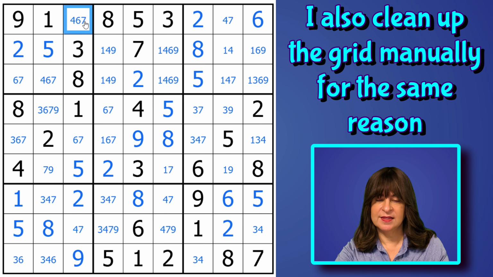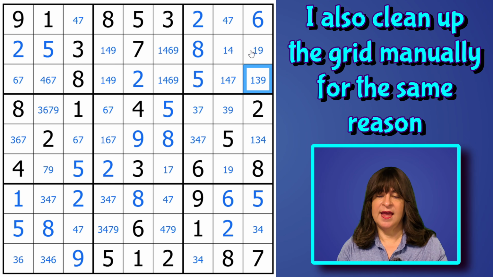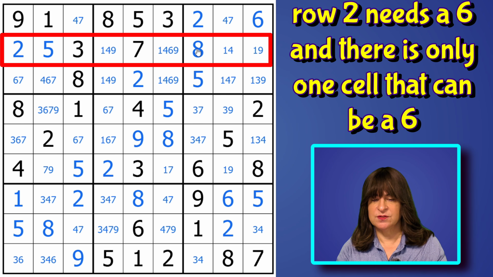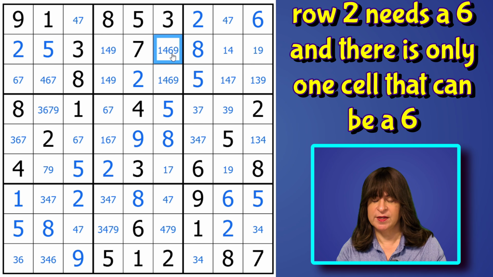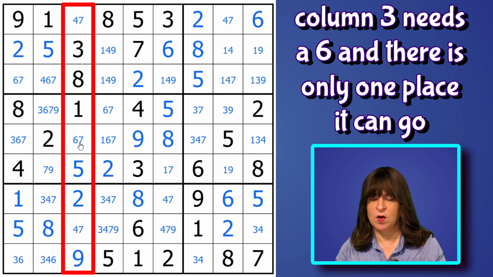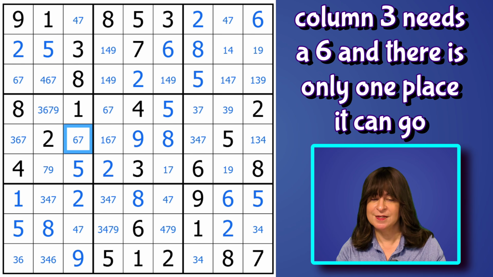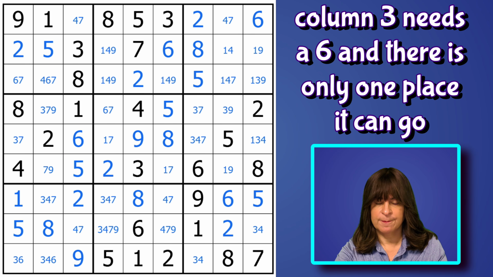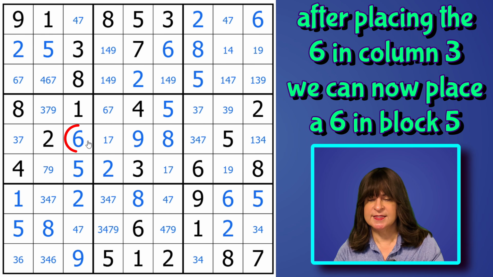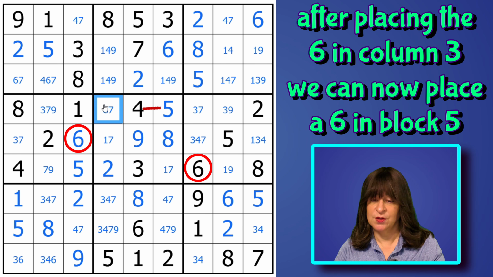Okay, let me go ahead and clean up the grid. And there's no 6 in this row except for here. So this cell has to be a 6. And let's get rid of this 6. So there's only one possible 6 here in column 3. So this cell has to be a 6. Okay, cleaning up the grid. Now let's see, we have a 6 here and here. So this has to be a 6.